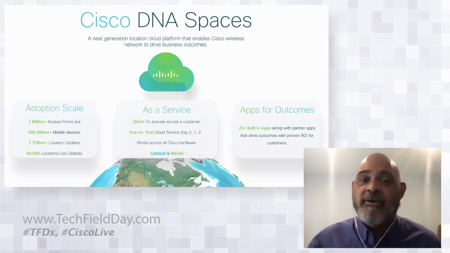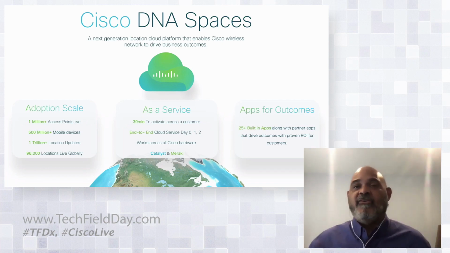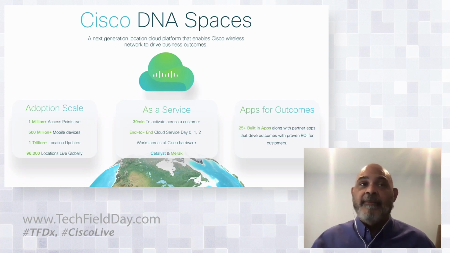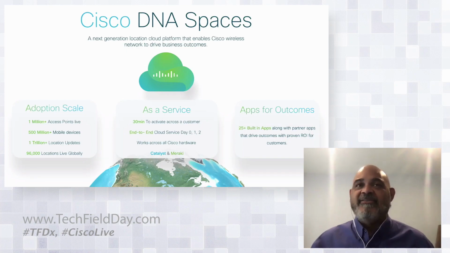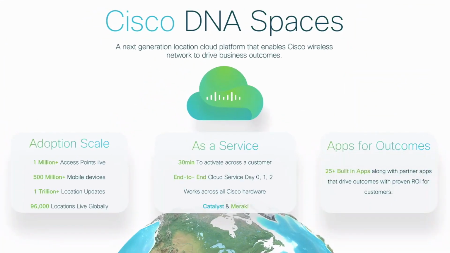The second component of DNA Spaces is that it's delivered as a service. Like we just heard how you can easily turn on Umbrella for your DNS traffic as an inspector, we have really been focusing on how easy it is to enable DNA Spaces to receive data from your controller and offer this as a service. So we've got this very quick solution where you can, within 30 minutes, activate a customer and start seeing data sent to the cloud.